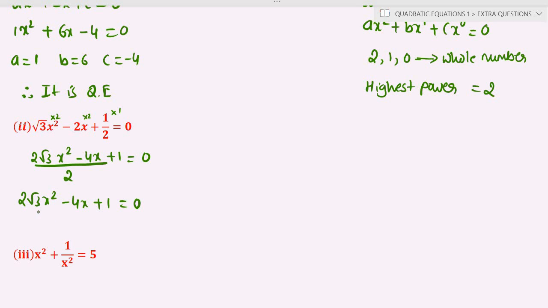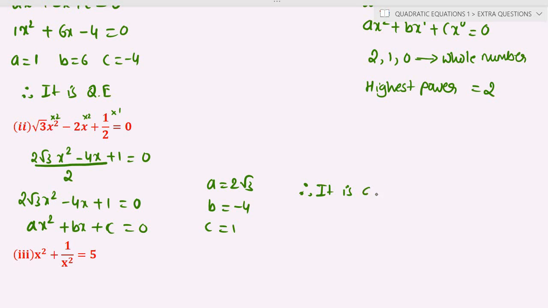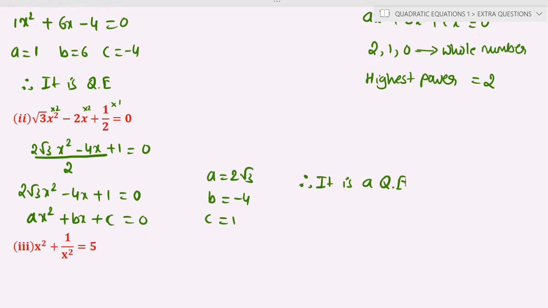You take it to the right hand side, what happens? 0. See, and you compare this equation with the standard form of the quadratic equation ax square plus bx plus c is equal to 0. And what is a here? a is equal to 2 root 3. What is b here? b is equal to minus 4. What is c here? c is equal to 1. So therefore the given equation is a quadratic equation. Let us move on to the next question.